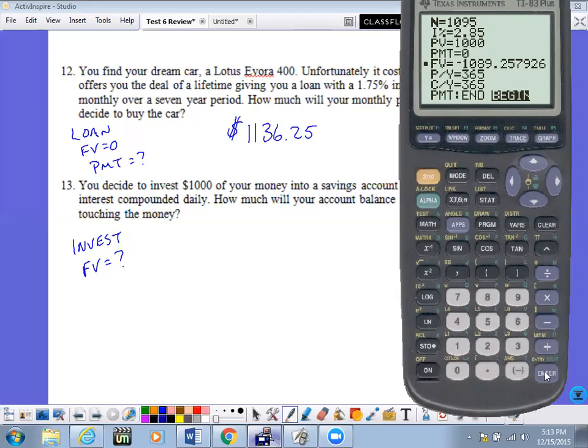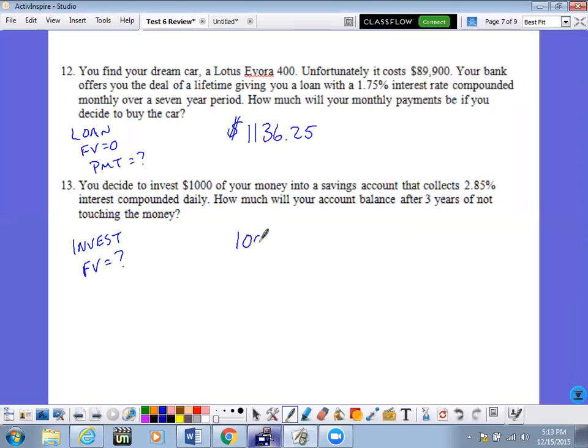So after 3 years, you'll have a grand total of $1,089.26. Maybe not the best investment.